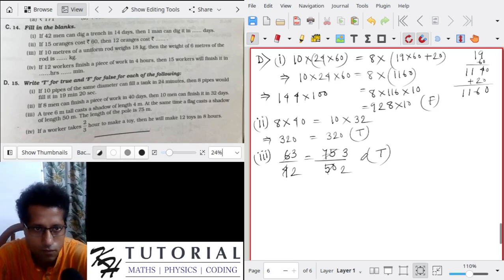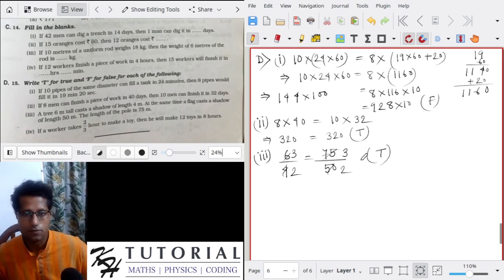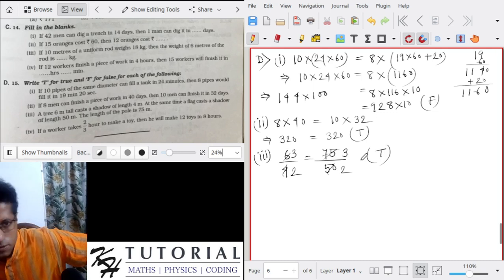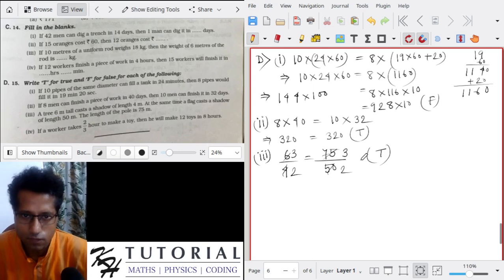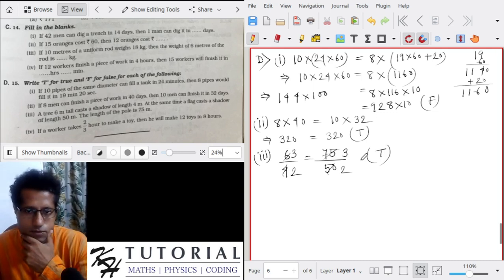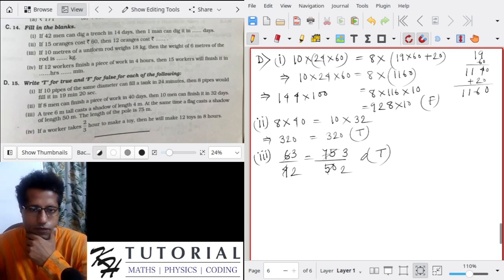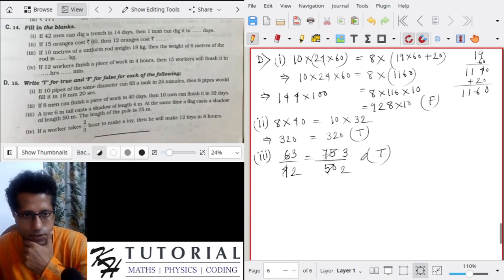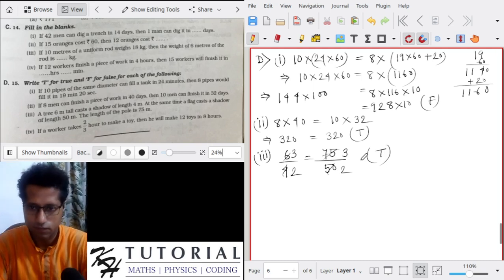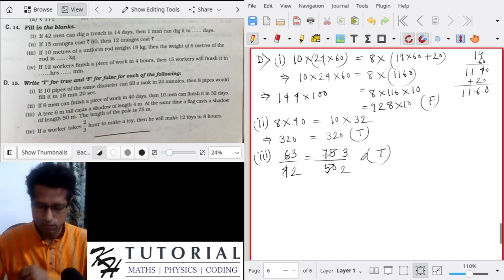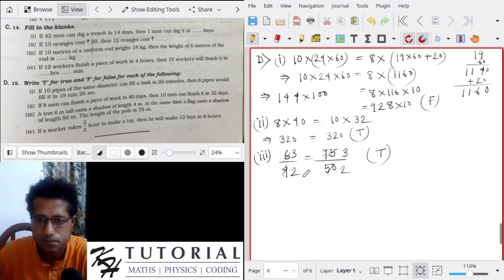So for the tree, the ratio is 6 by 4, because 6 meters is the height of the tree, and the length of its shadow is 4 meters. So the ratio is 6 by 4. And for the flag, it is saying that if it casts a shadow of length 50 meters, then its length is 75 meters. So for the flag, the ratio is 75 by 50. So now we should have 6 by 4 equals 75 by 50, which is indeed true. So this statement is true.